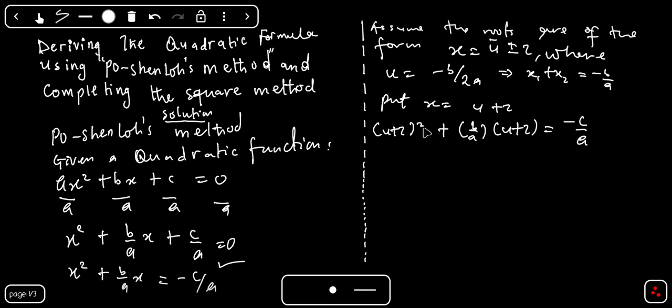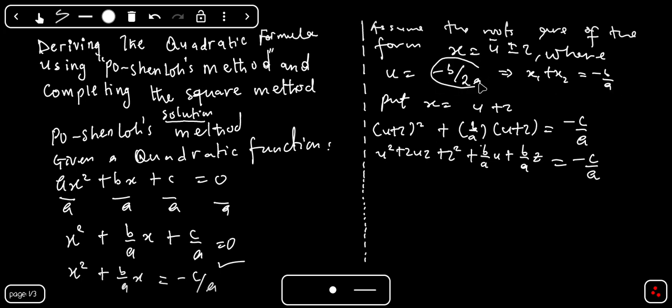If you expand (u plus z) squared, you get u squared plus 2uz plus z squared. Now, b over a multiplied by u will be b over a u, plus b over a multiplied by z, which is equal to minus c over a. Now let's substitute back the value of u. We know that u is minus b over 2a.